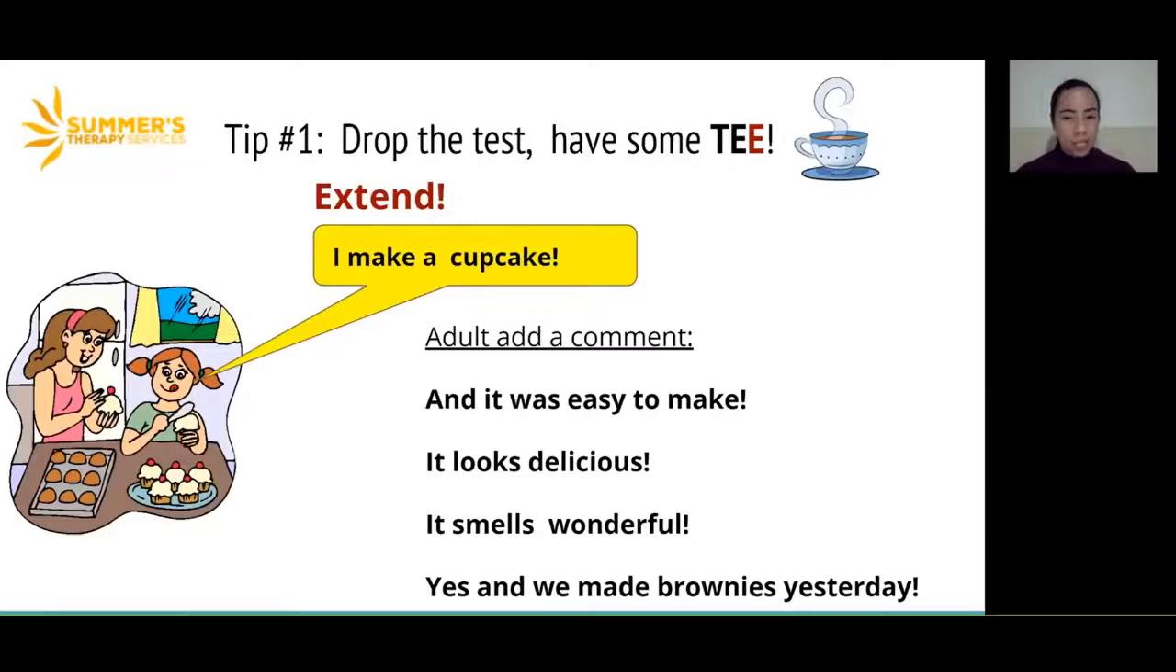It looks delicious, you know. I make a cupcake. Oh, it smells wonderful. Or I make a cupcake. Yes, and yesterday we made brownies. So you can add on to the idea to build the topic and build that conversational flow so that it doesn't just stop there at one idea.